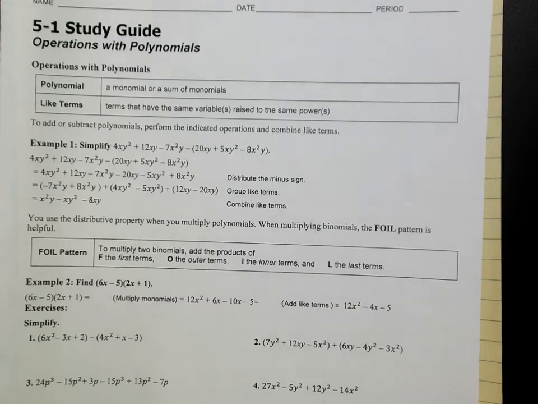In Chapter 5, we're looking at polynomials again. So we did a little bit of this right before Christmas. I'm actually going to start with the second page of these notes because I think this is stuff that you're going to find the easiest. So looking at this, we are just simplifying polynomials.